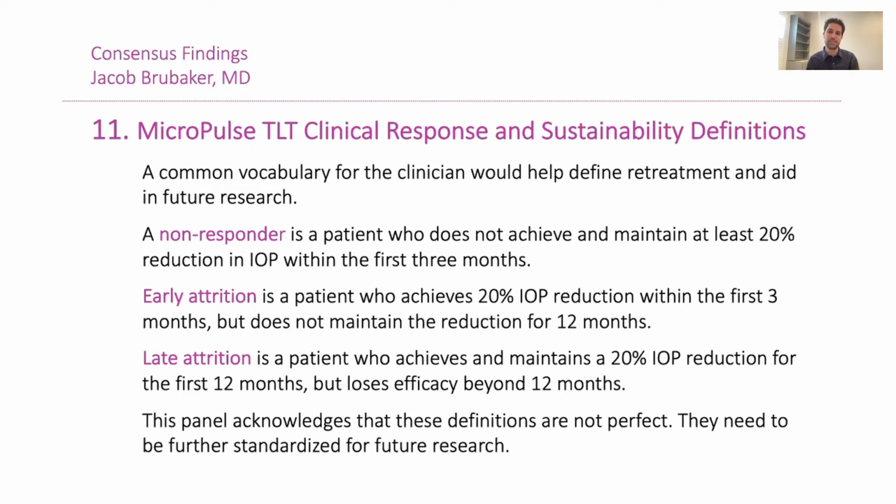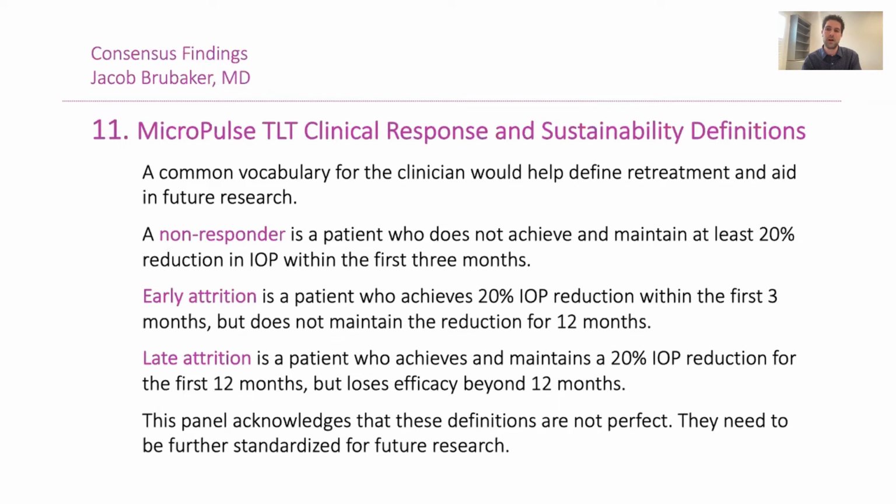Obviously these definitions aren't necessarily perfect at this point, but hopefully they will give us a common framework as we're designing studies. We can look at our patient population and say, okay, these are my non-responders based on this definition, or these are my patients that had an early attrition that then maybe got a second treatment. What's the response rate in those individuals? And then maybe those late attrition patients. I think we can all agree that those patients, as we were just discussing, who have a good initial response and last out to 12 months and beyond are really good candidates to be retreated.